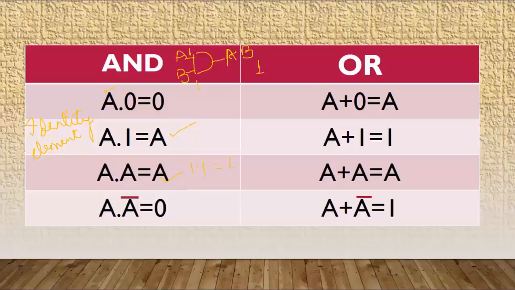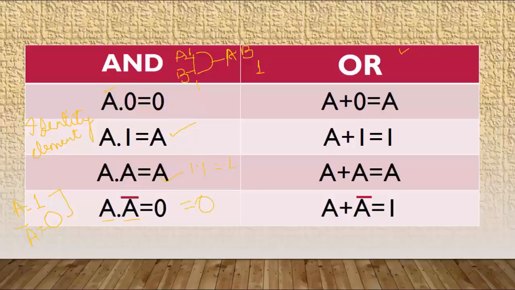Now coming to the second, here it is a into a bar. A bar means the complement. Suppose a is 1, then a bar is equal to 0. So they are complements, and if you multiply these two, we'll get 0. So this is our AND law.